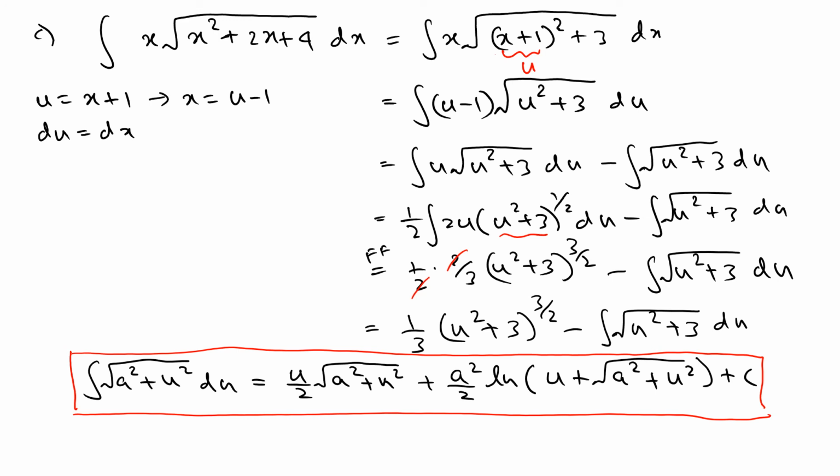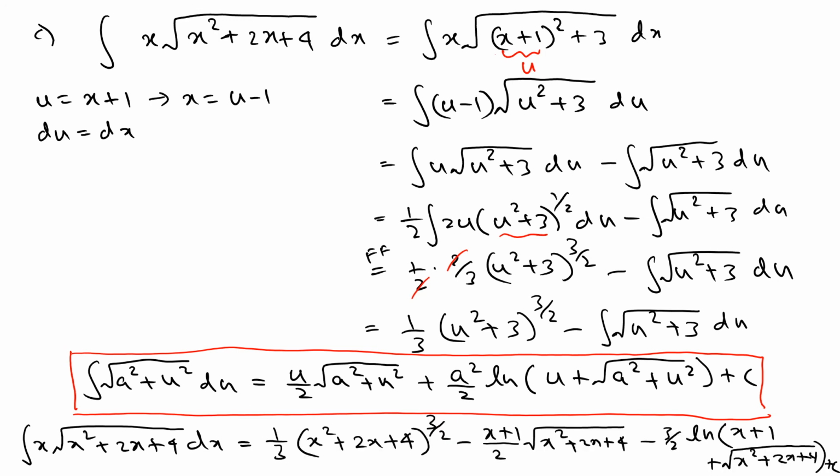So the final answer for the integral of the square root of x squared plus 2x plus 4, dx should equal this. You should see 1/3 times x squared plus 2x plus 4 to the 3 halves, minus x plus 1 over 2 times the square root of x squared plus 2x plus 4, minus 3 halves ln of x plus 1 plus the square root of x squared plus 2x plus 4, plus c. So that's the final answer for this problem.